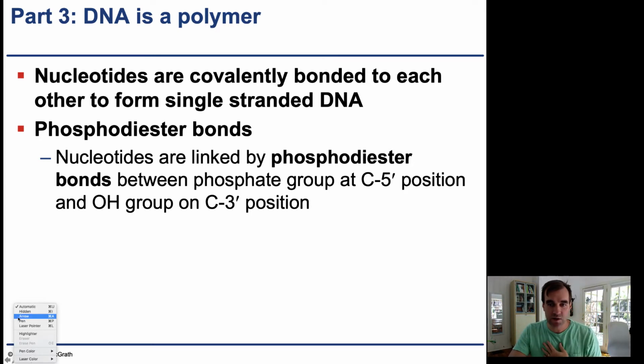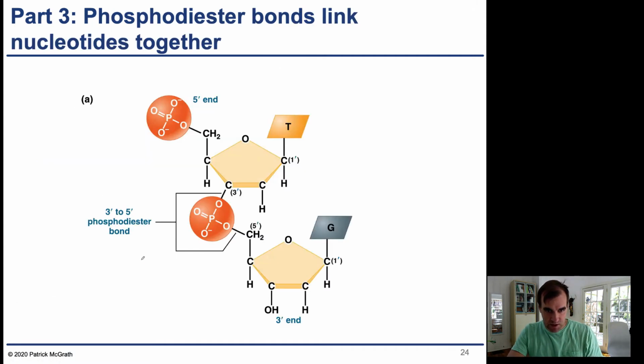So nucleotides are linked together by phosphodiester bonds between the phosphate group at the C5' position and the OH group on the C3' position. So let's just see how this works. Here is an example of two nucleotides that have been bound together. So this is the 5' end. So again, 1, 2, 3, 4, 5. This is the 5' carbon where the phosphate group is attached.